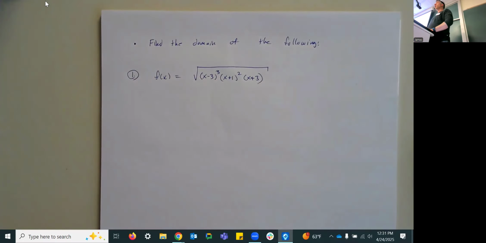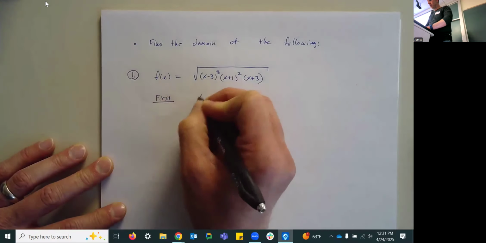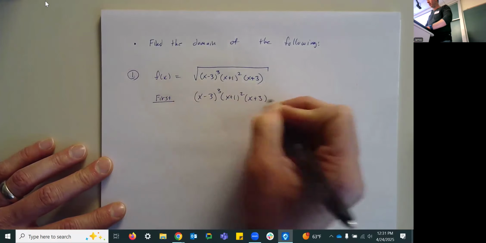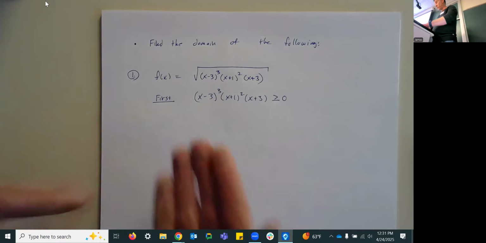Very similarly to what we were just doing, the way we're going to deal with the domain here, well, I should back up. Before I even start thinking about a number line, I should think about, okay, I have a square root. And for square roots, the argument, or the insides, has to be greater than or equal to 0. So the first thing I'm going to write down before anything else is (x minus 3) cubed times (x plus 1) squared times (x plus 3) greater than or equal to 0. That really should be everyone's first step, so that the person grading your exam knows that you know to make that first step. Even if you know to do it in your head, you should write this.